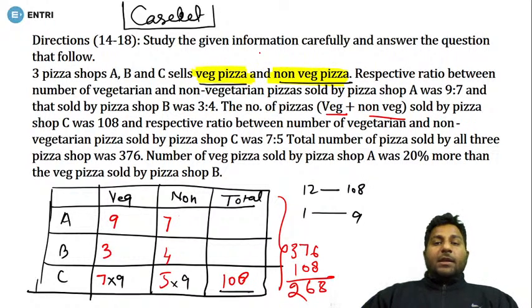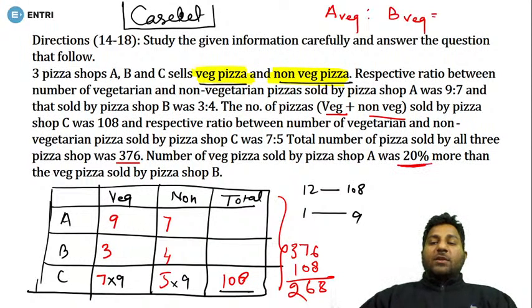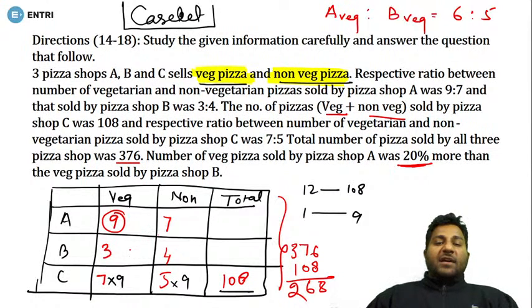Now the total number of pizzas sold by all 3 was 376. The ratio of veg pizza sold by shop A and shop B's veg pizza: shop A's veg pizza was 20% more, which means 6:5. Veg pizza has been given as 9 here, and B's veg pizza has been given as 3 here. So how are you going to elaborate it?